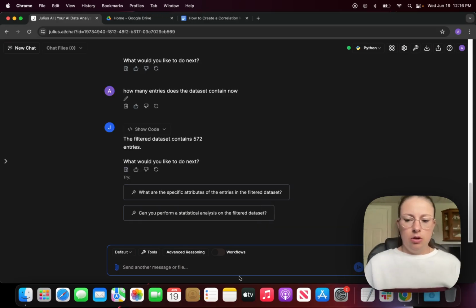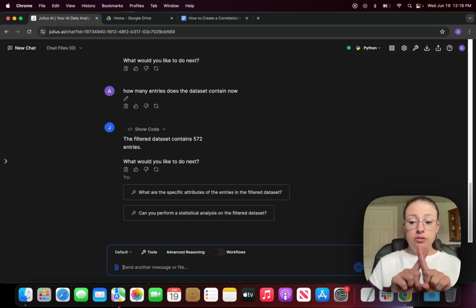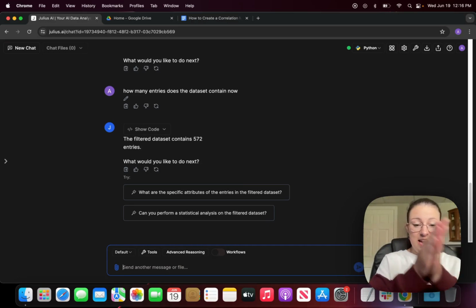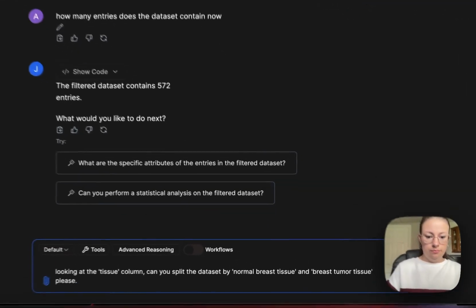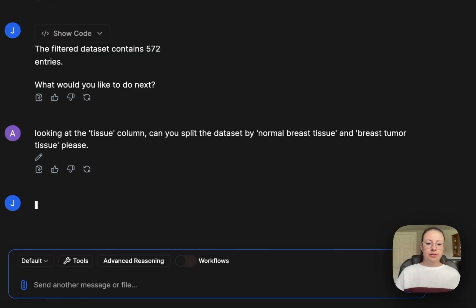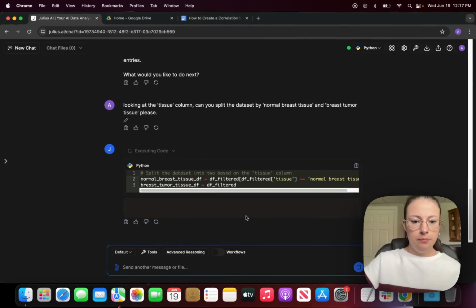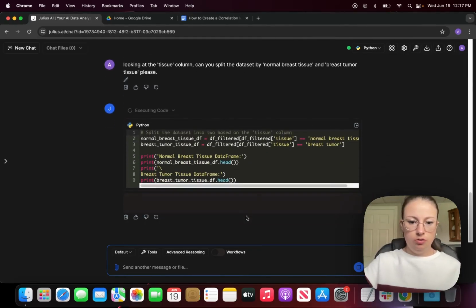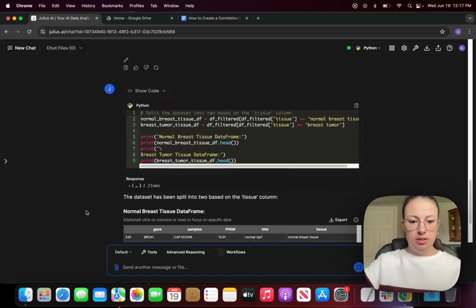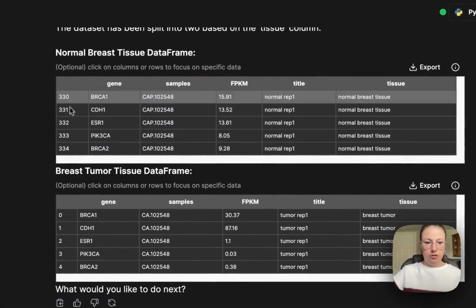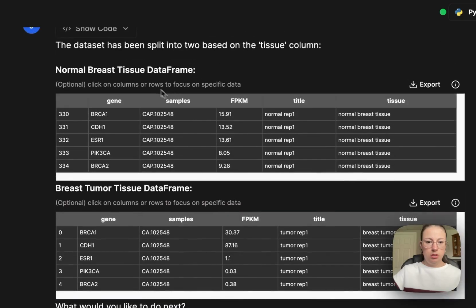data set. Okay, so now we're going to split the data into two different data sets: a breast cancer tumor data set and a normal breast tissue data set. Alright, so now we're just splitting it, and we can watch Julius run the code. There we go. So now we have our two data sets: the normal breast tissue data frame, and the breast tumor tissue data frame.